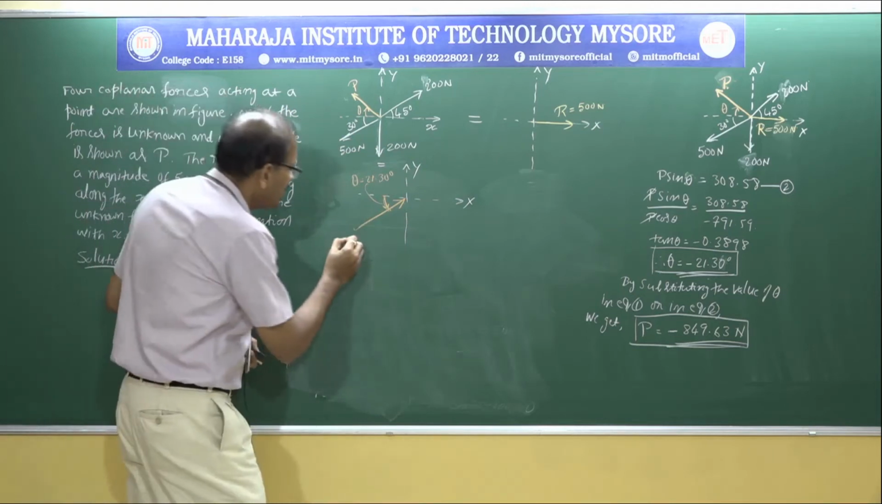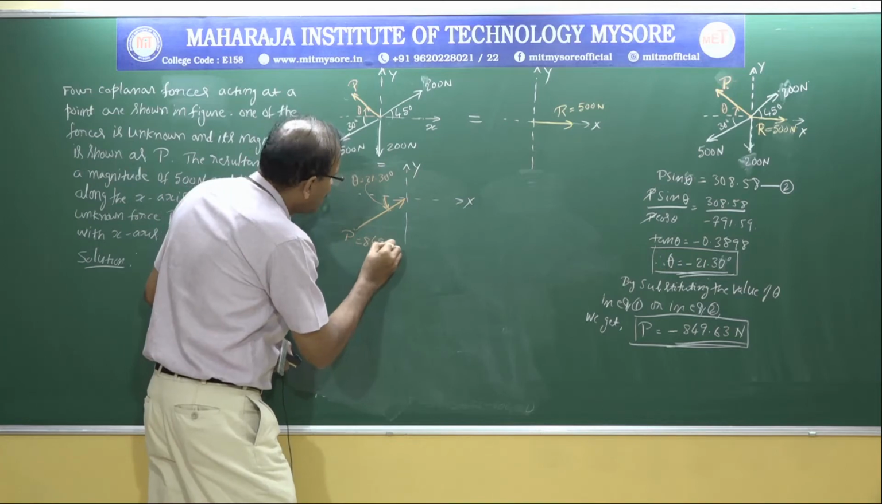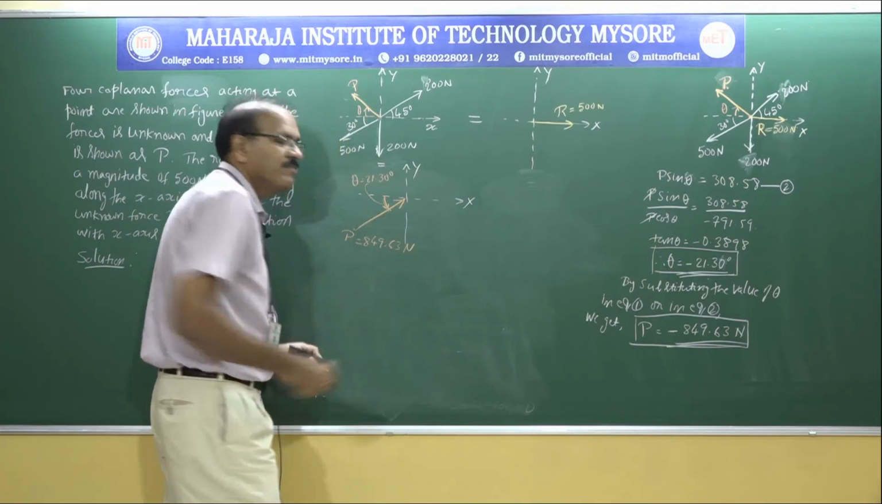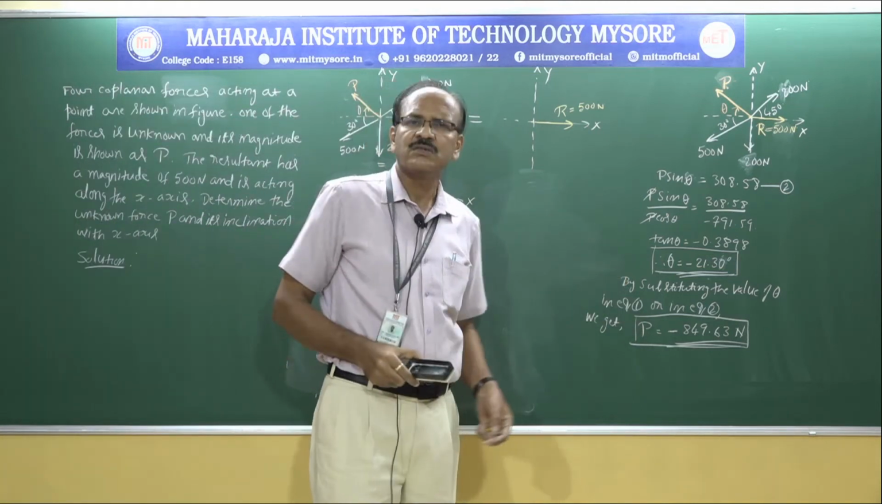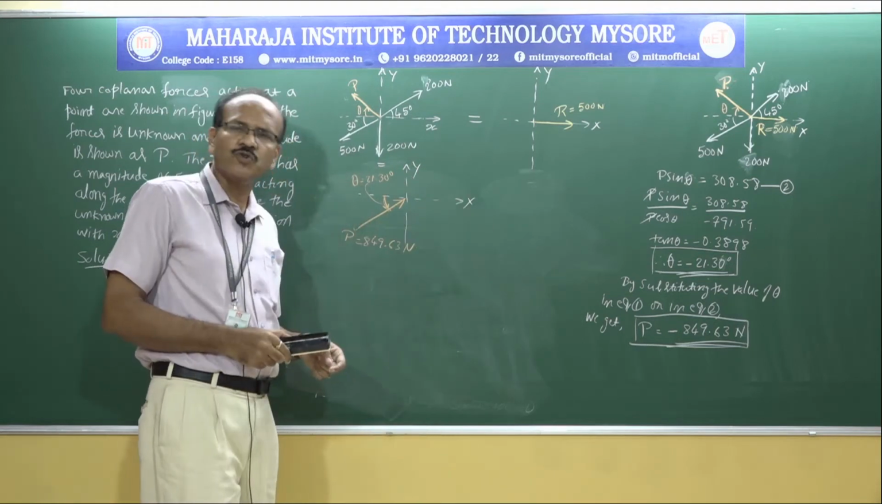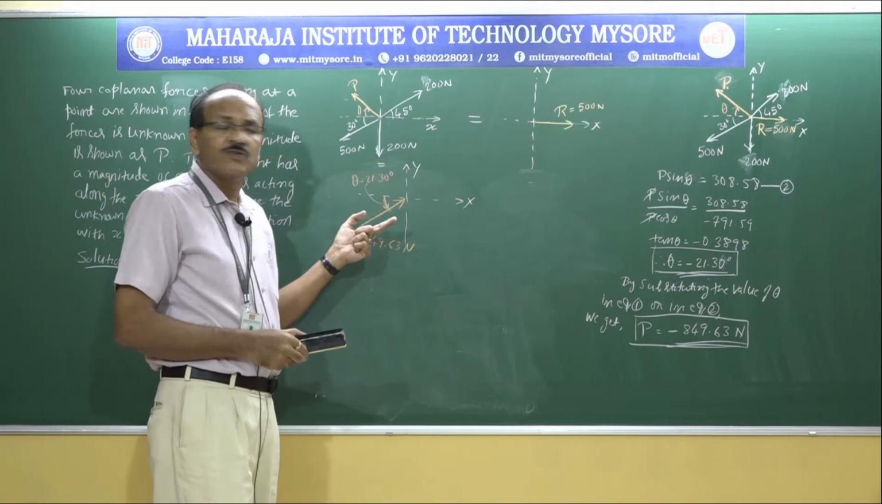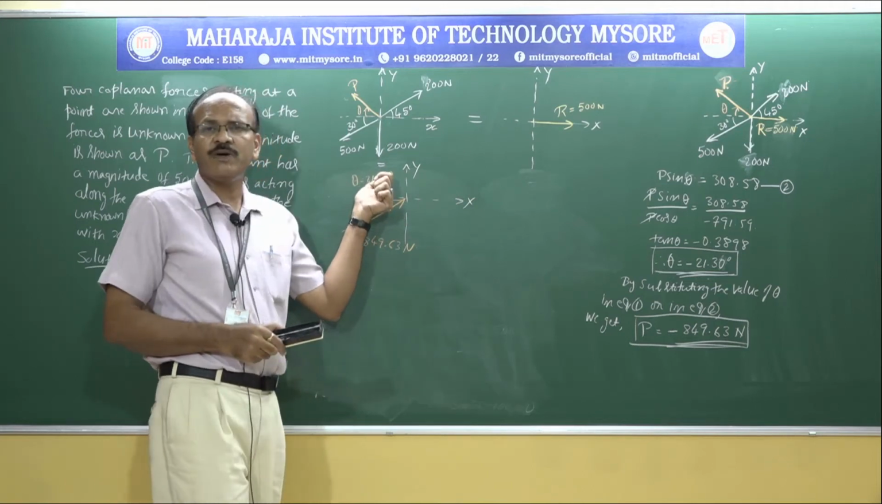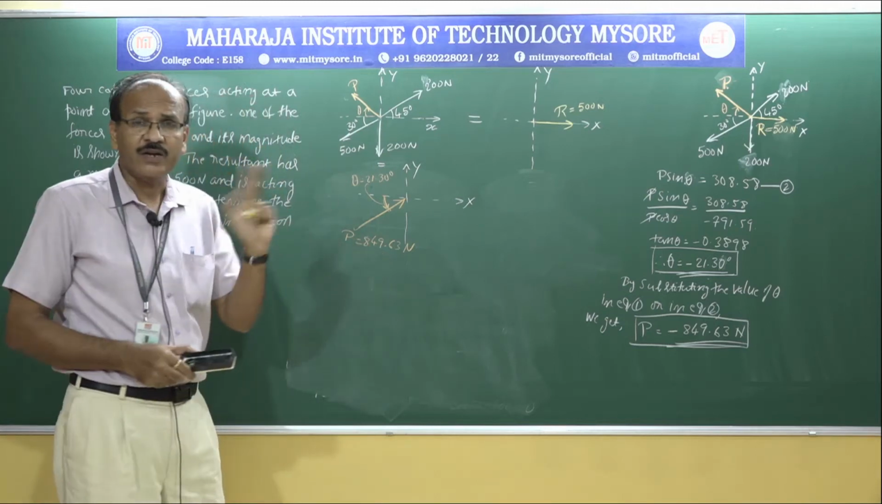Therefore, P equals 849.63 Newton. The values we got were negative for both. So when you draw this figure to show the final result, once you change the direction, you don't have to show minus 21.30 degree and minus 849.